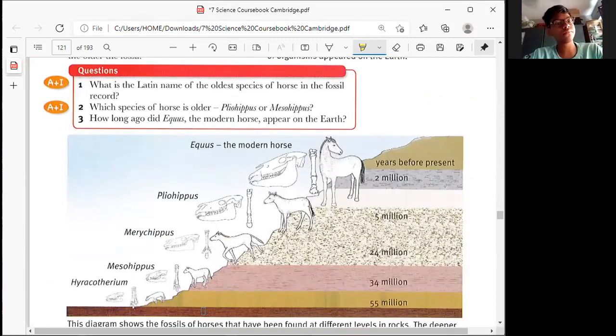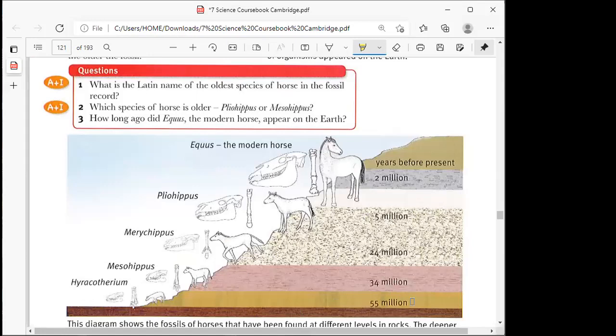Now see what they are trying to show you in this picture. Can anybody explain this picture to me? What are they trying to tell us? Ma'am, like the evolution of horses, where they came from. Yes, and how they changed. Here you can see they are talking about 55 million years ago, the species of the oldest horse in the fossil record. Then 34 million years ago, another species. Then 24 million years ago, then 5 million years ago, then 2 million years ago, and then just a few years before present.